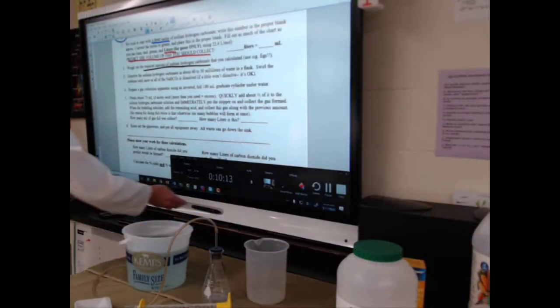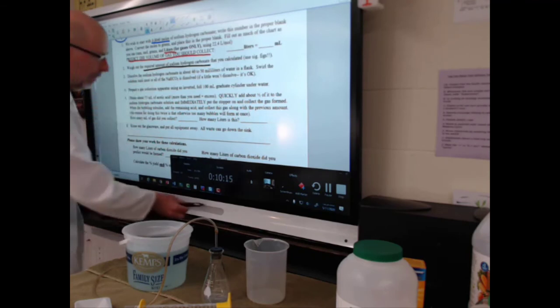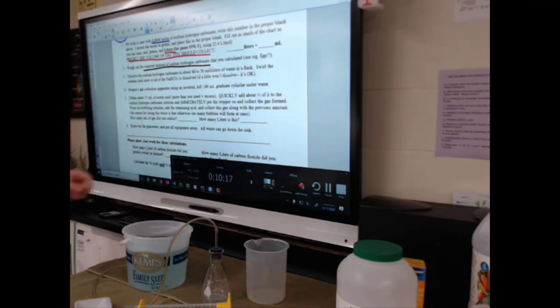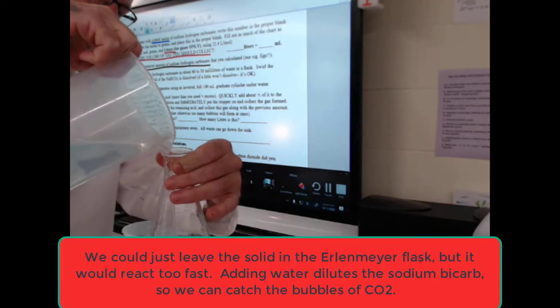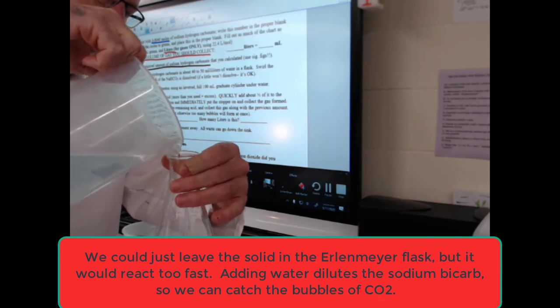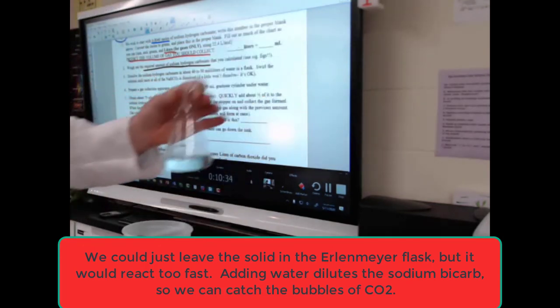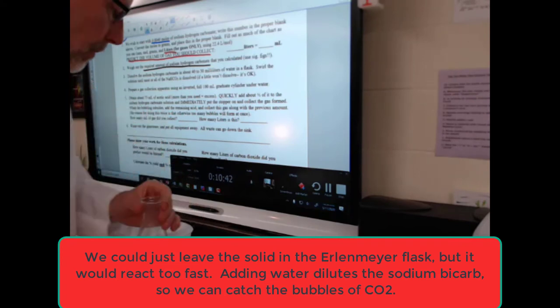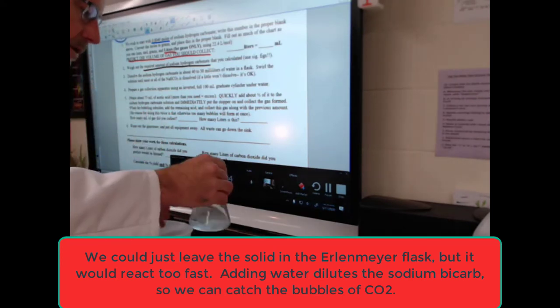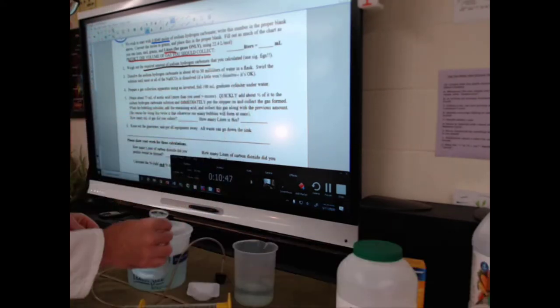And so the directions say, dissolve the sodium hydrogen carbonate in about 40 or 50 milliliters of water in a flask. And the water is not a reactant, so there's 40 or 50 milliliters. That's 40 or 50 mils, that's close enough. We want to carefully dissolve the baking soda in there. All right, swirl it a little bit, should be good.